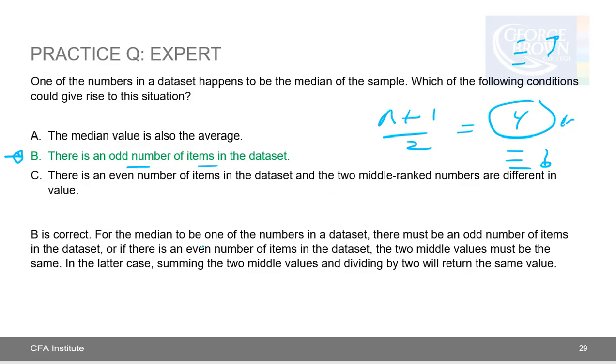Okay, so for the median to be one of the numbers in a data set, there must be an odd number of items in the data set, or if there is an even number of items in the data set, the 2 middle values must be the same. Okay, in the latter case, summing the 2 middle values and dividing by 2 will return the same value. So a little bit of a tricky question, but hopefully that helps you understand more with regards to what a median is and where we find it.